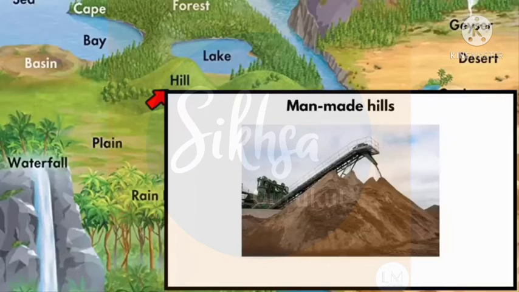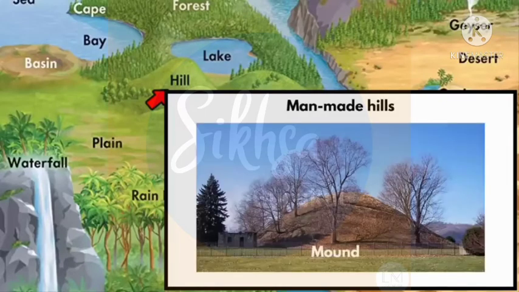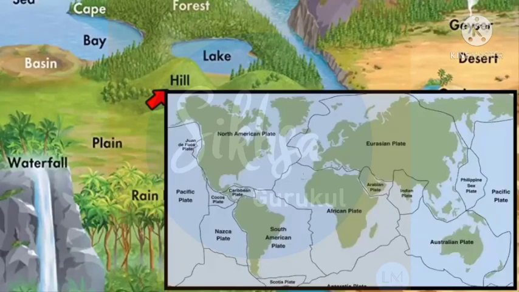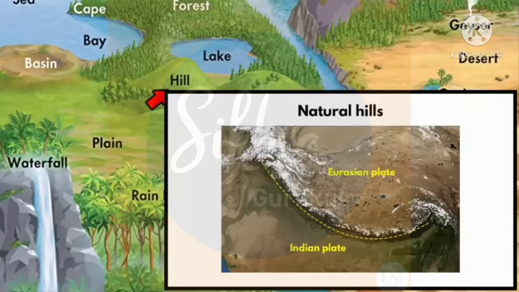Suppose if you dump piles of sand, mud or earth material at one place, eventually it will turn into a huge stack, which is also a hill. It is actually called a mound. But when we talk about natural hills, they are formed by different types of geologic activity. One is faulting. A fault lies at the major boundaries between Earth's tectonic plates. These Earth's tectonic plates are constantly moving and changing the landscape.